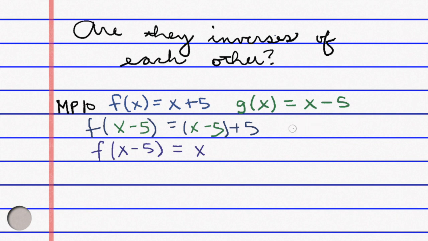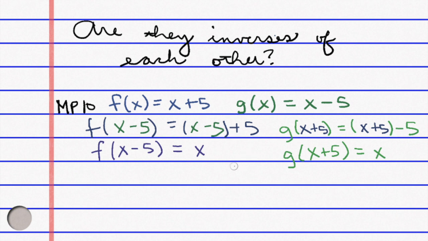So g of something is going to equal something minus 5. I'm going to take my blue function, which is x plus 5, so x plus 5 is right here, and plug it in for this x. Now let's do some math here. So g of x plus 5 is going to equal, well, x plus 5 minus 5 is just x. That means that these two functions, yes, are inverses of each other.